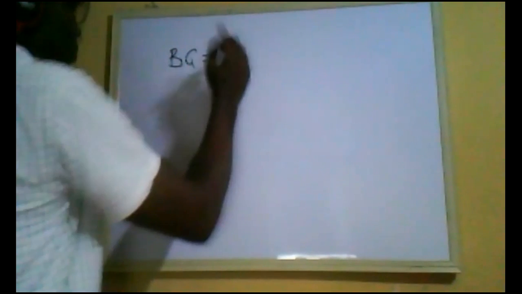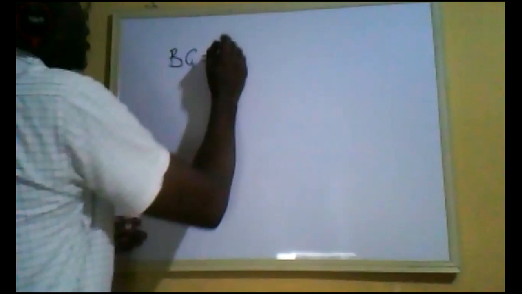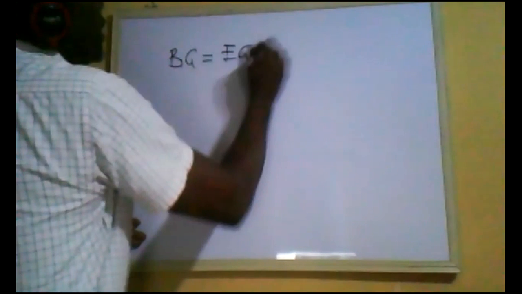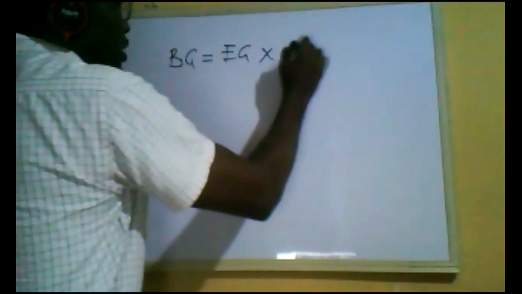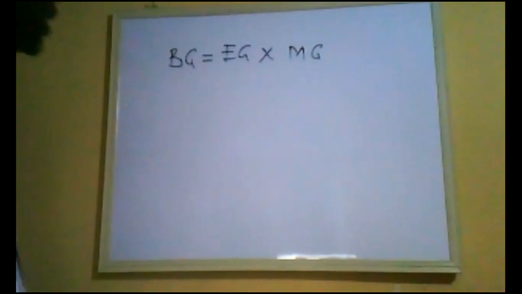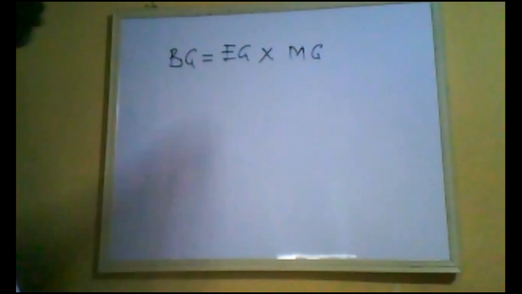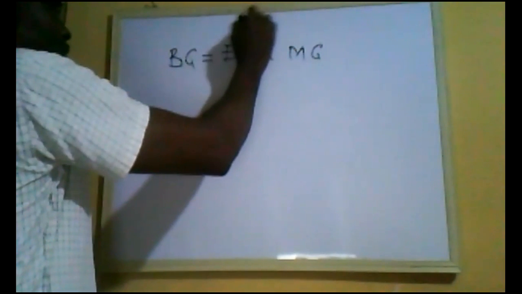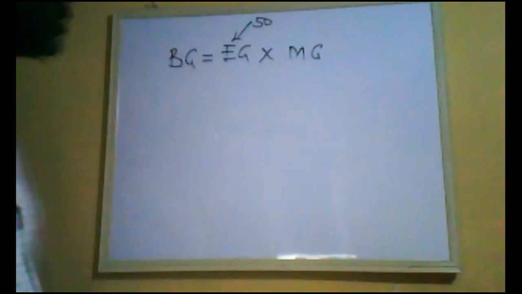The brightness gain, VG, let's say the brightness gain is just a product of the electronic gain multiplied by the magnification gain. That's the brightness gain. The electronic gain is almost constant at 50 for almost all image intensifiers.